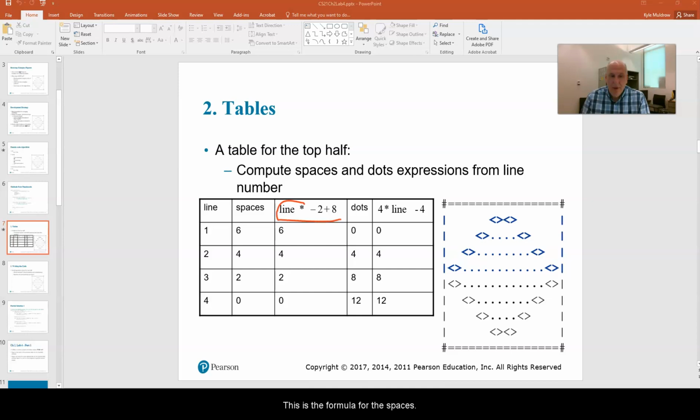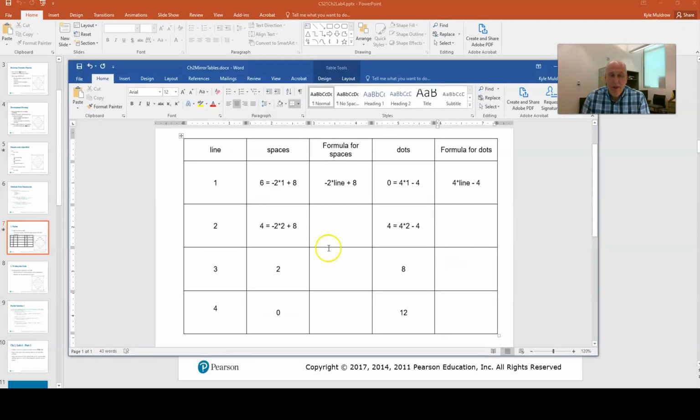This is the formula for the spaces, and this is the formula for the dots. Now, let me show you exactly how we came up with those. Here in this Word document, I've come up with the same patterns. For example, line 1 has 6 spaces. Line 2 has 4 spaces. Notice the number of spaces on each line is decreasing by 2.